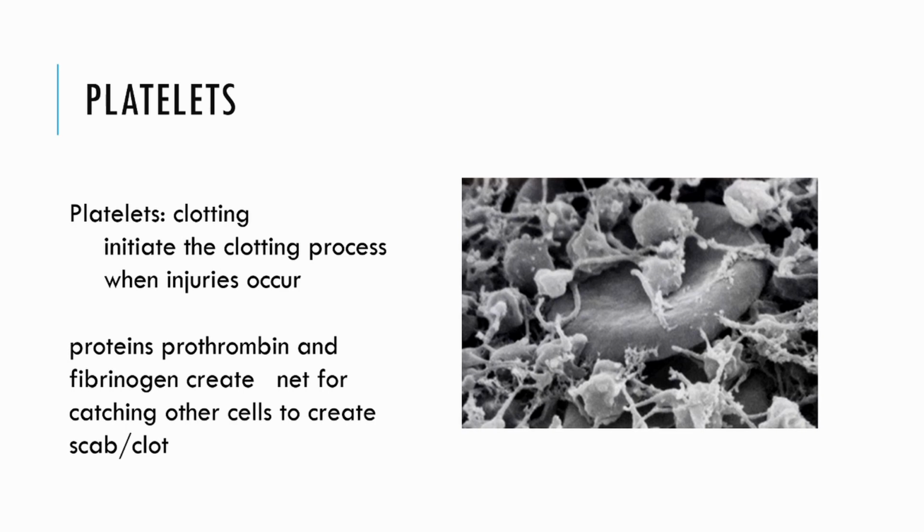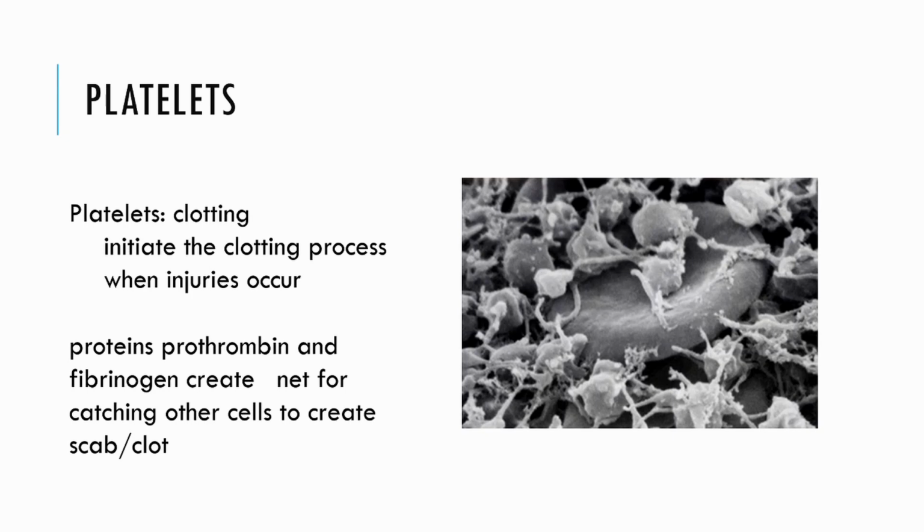Platelets are involved in clotting, which could be a form of regulation. If you are injured, then we start a clotting process to stop blood loss. And there are a couple proteins that are used in order to do this. Proteins prothrombin and fibrinogen are used to create a net. These two proteins will get activated to become thrombin and fibrin. Once they're activated, they create a sticky net that will catch other cells like red blood cells to create a scab or a clot, and that's how we stop ourselves from bleeding.